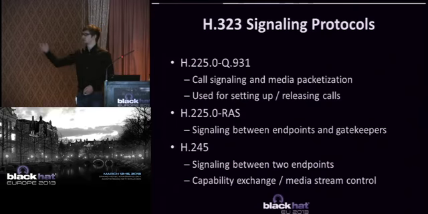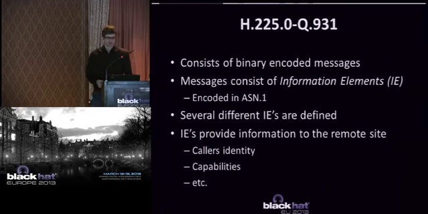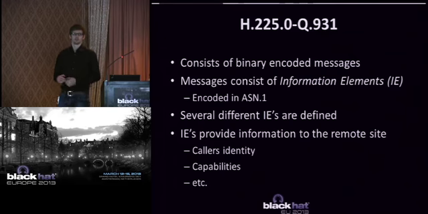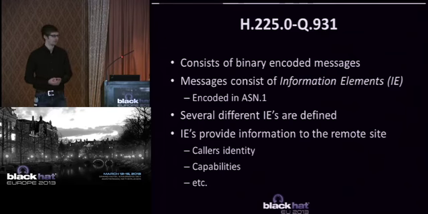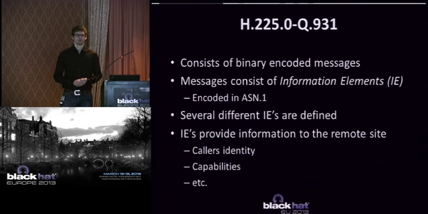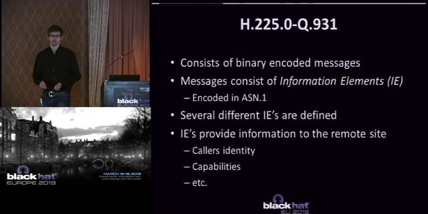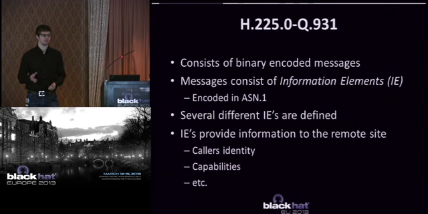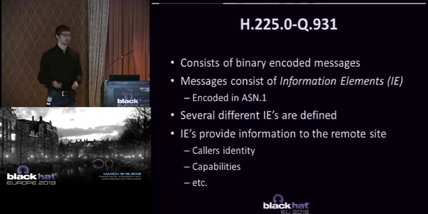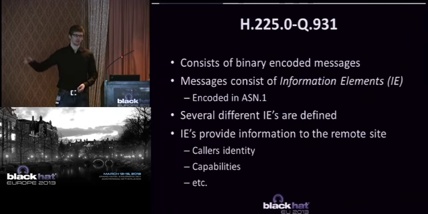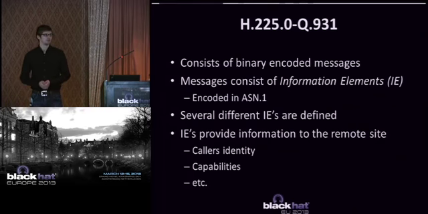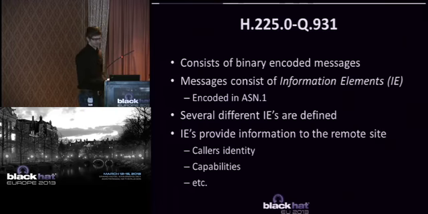And we actually focus on the first protocol. This protocol consists of several different messages, and each message consists of so-called information elements, which are basically just some kind of information which is transmitted. For example, the caller's identity is an example of an IE, which is just the name of the caller, which should be displayed at the other side. And there are other information elements, like capabilities your device is able to support, stuff like that.